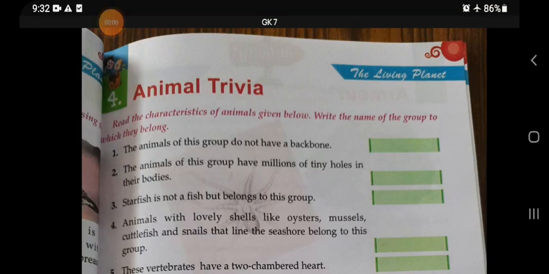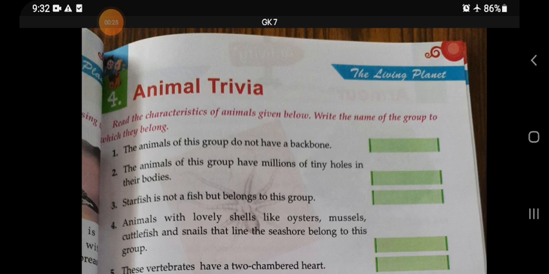Hi students, we are continuing with class 7th GK part 2 from chapter 4 to chapter 10. So you are the higher class students, so I am not going to read and explain every chapter given here. I will just show you chapter wise answers. Okay, so first we will begin with chapter 4, animal trivia.